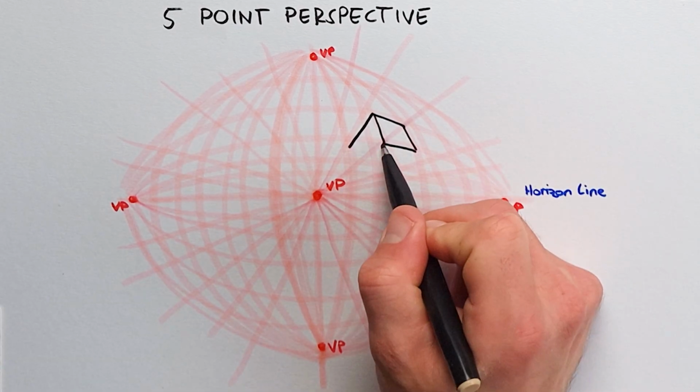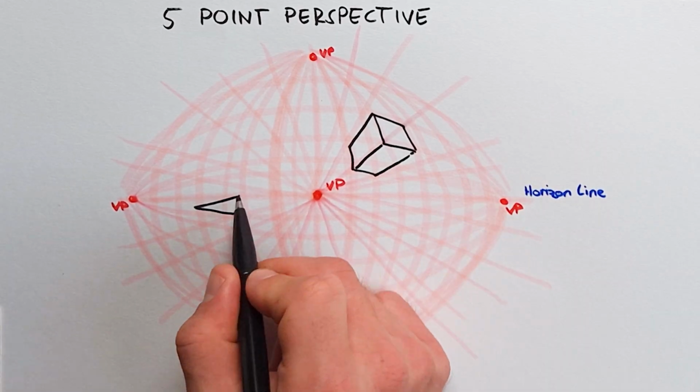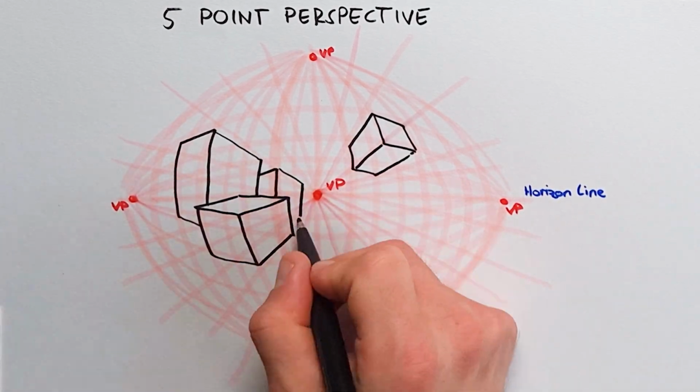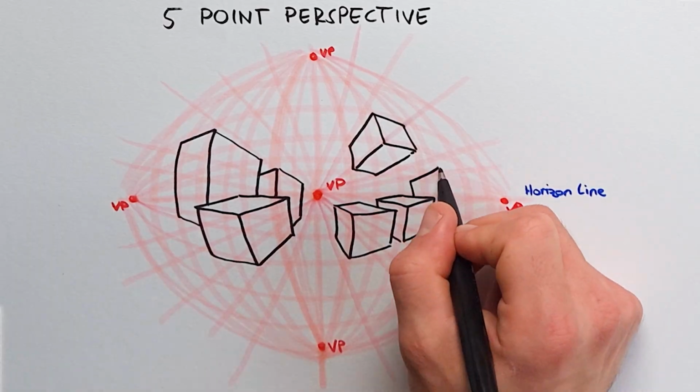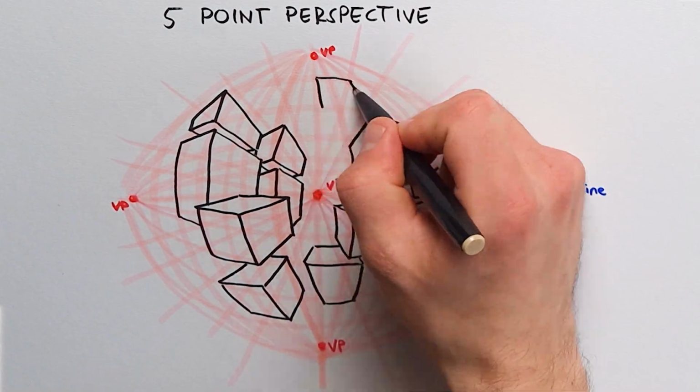Again, let's practice with boxes. Remember that each set of parallel lines of a box, be it X, Y or Z lines, has to follow one set of the grid lines, be it horizontal, vertical or lateral lines.